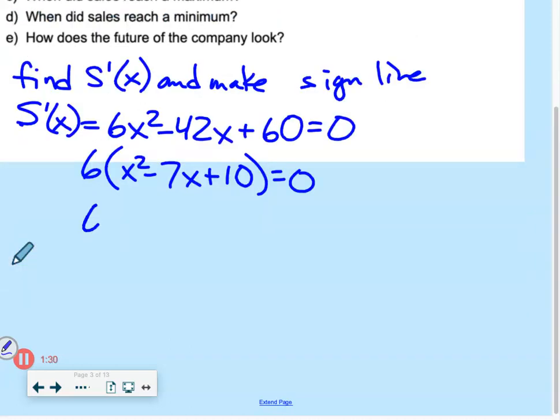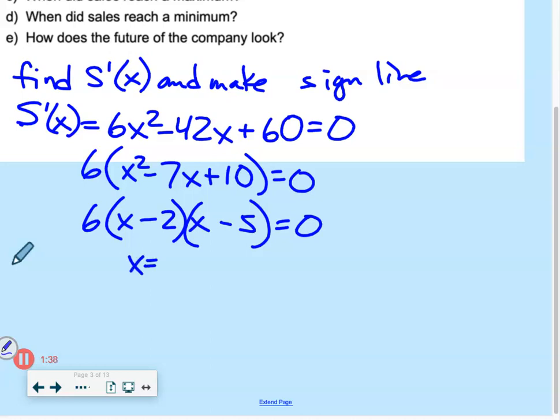All right, so we get x minus 2 and x minus 5. 2 and 5 are our critical numbers. So then we make a sign line for S prime with a 2 and a 5 starting at 0.